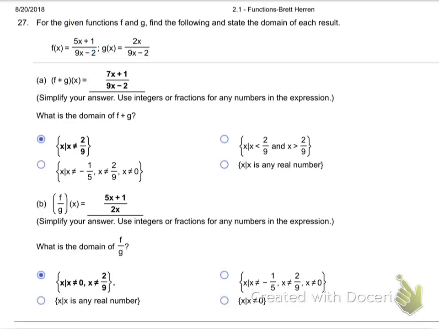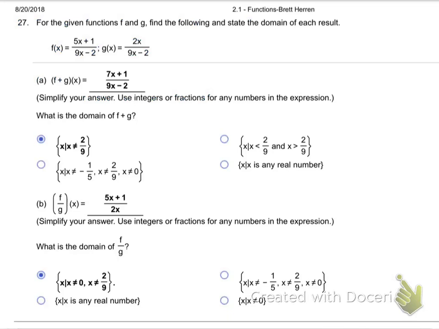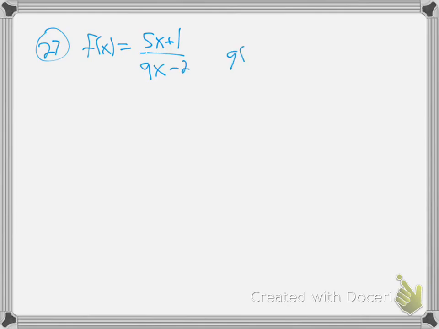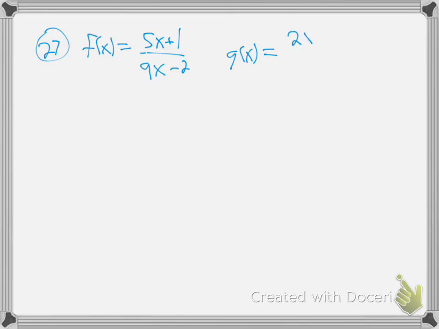So 5x plus 1 over 9x plus 2. Okay. 9x minus 2. 2x over 9x minus 2.